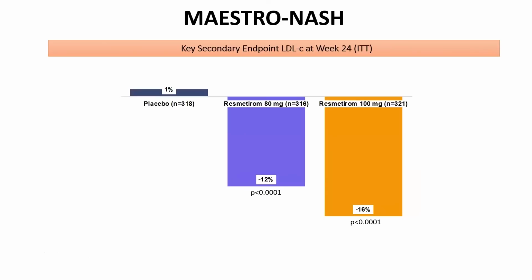And then we looked at a key secondary endpoint, which is LDL cholesterol. And there was actually a significant reduction compared to placebo by 16% from baseline. So this is good news that we're not only improving the liver and achieving NASH resolution and fibrosis improvement, but also we are helping the metabolic syndrome and dyslipidemia.